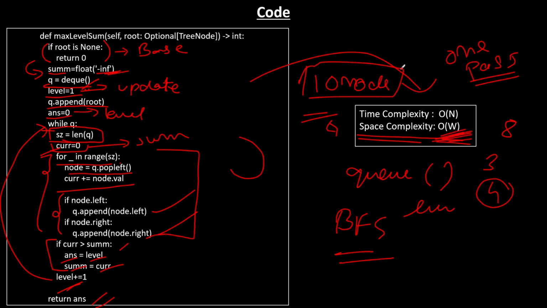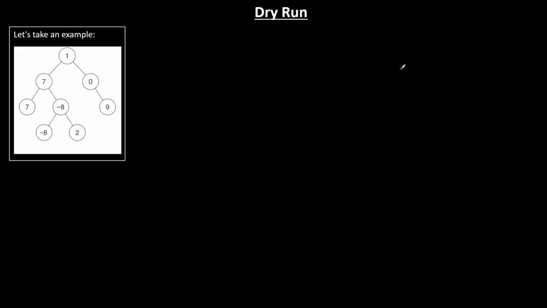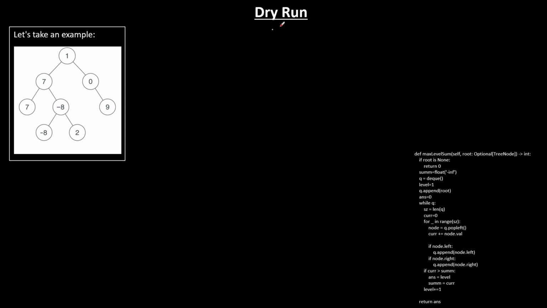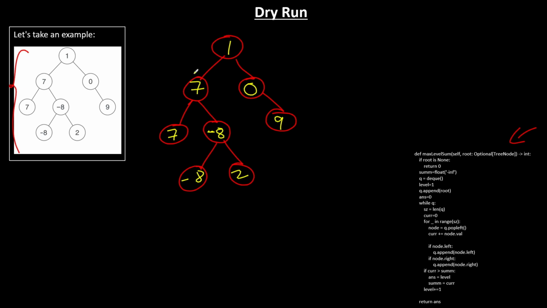I hope you understood it. Now let's move to the next slide. Since we have the understanding of the code, let's look at the dry run of the example. This is the example which I have taken, and here I have already brought the code for understanding. Now let me draw the tree first. Okay, let's begin with the dry run.